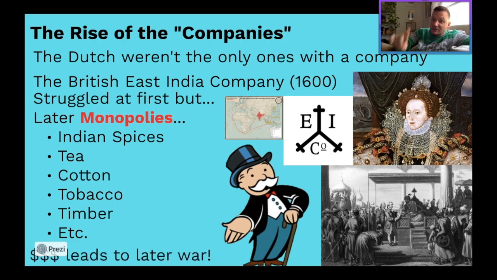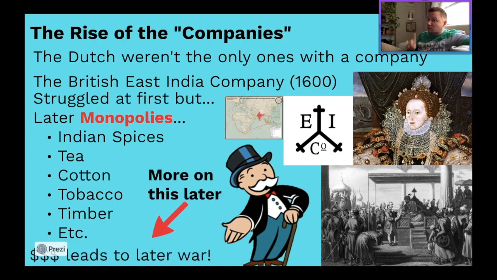But the thing you need to understand is that the money gained from these monopolies will lead to war later on, right? Because there are going to be some wars between the Dutch and the English called the Anglo-Dutch Wars. There were actually going to be 3 of them, right? 4 of them if you count the later one that happened in the 1700s.